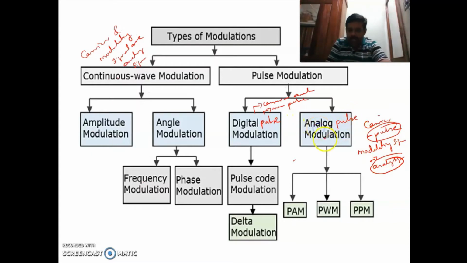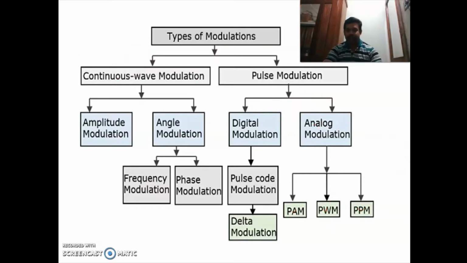In analog pulse modulation, you have three types: pulse amplitude modulation, pulse width modulation and pulse position modulation. In digital pulse modulation, you have one type called pulse code modulation, and within pulse code modulation there is a modulation called delta modulation. This is the classification of modulation.